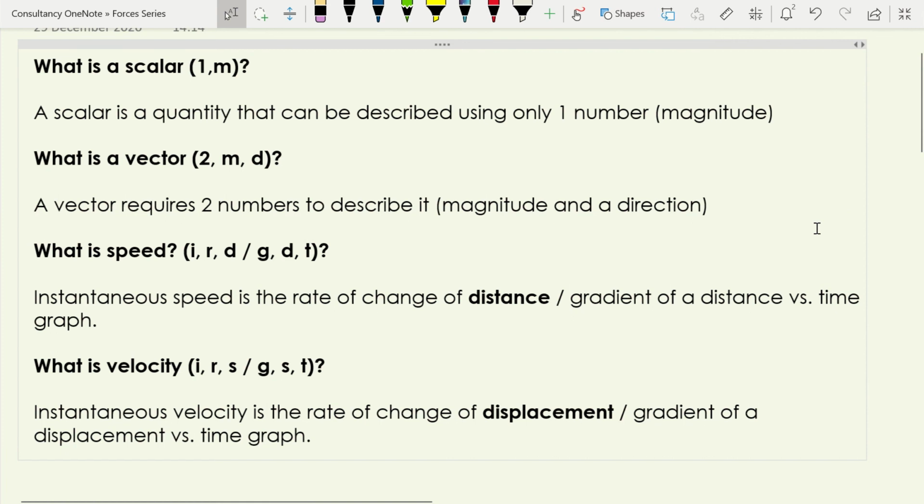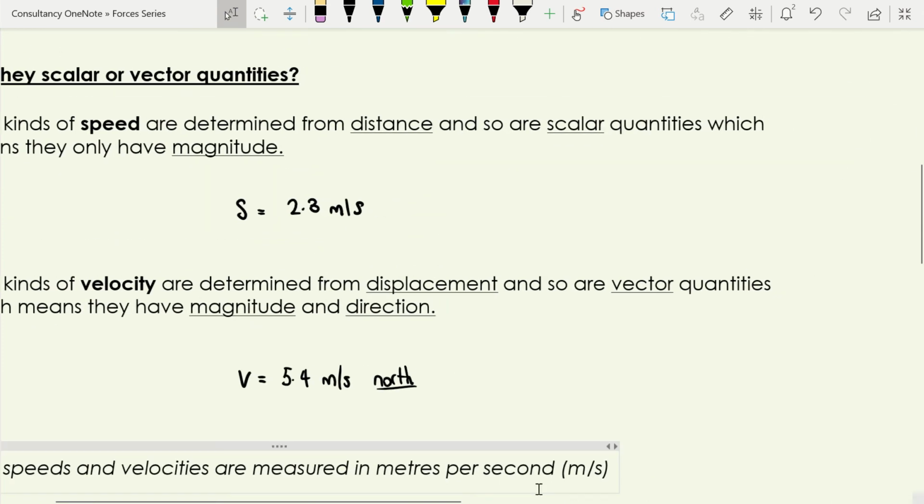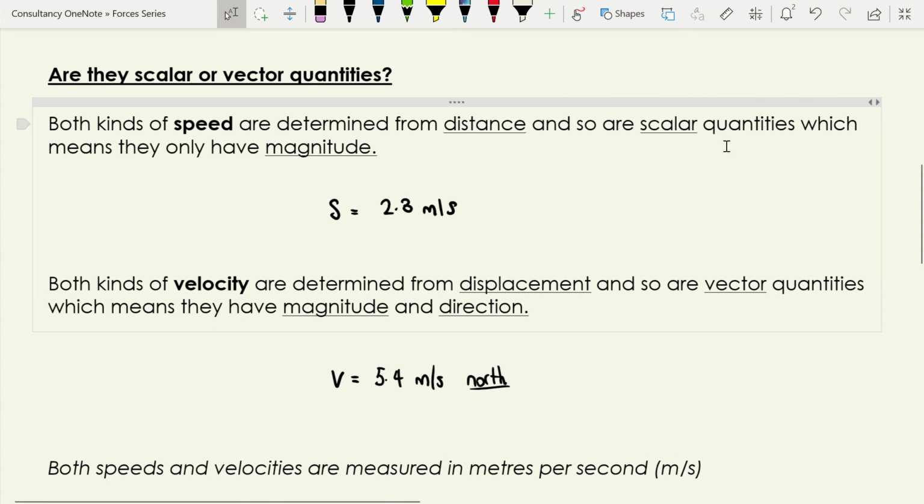That's the only real difference between the two, or at least, that's what leads to the different ways that they behave. So both kinds of speed, average speed and instantaneous speed, are determined from distance, either from distance divided by time, or the gradient of a distance versus time graph. And so because distance is a scalar, that means that speed is a scalar quantity, because time is also a scalar quantity. So for example, if we were quoting a speed, we would say speed is 2.3 meters per second. There, we only need a magnitude.